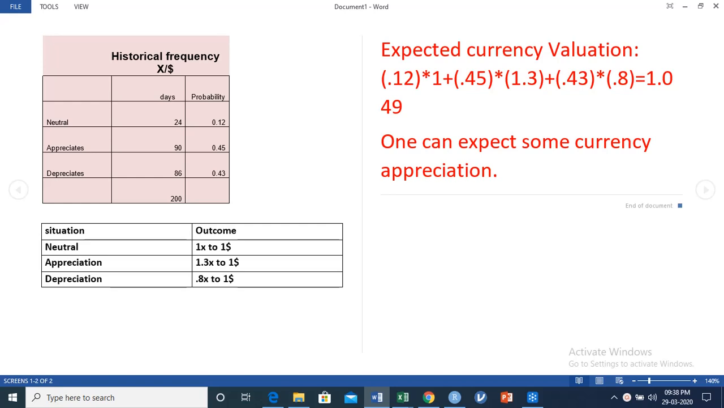By neutral, we mean the currency is 1x to $1. Appreciation means 1.3x to $1, and depreciation means 0.8x to $1. So one can find the expected currency valuation, that is probability times currency value, and the expected currency valuation is 1.049. So using this calculation one can expect some currency appreciation in the near future.